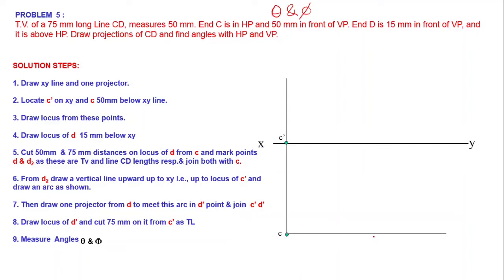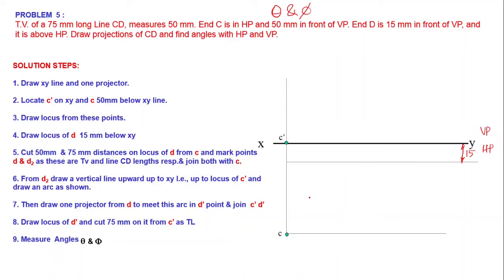Then we can draw the locus of end point D. Here end D is 15 mm in front of VP. 15 mm in front of VP means we can draw the locus of top view of D like this. Here this length is equal to 15 mm from VP. We can mark that dimension in HP, that means below XY line, because this point is in first quadrant. HP below, VP above. First quadrant. That end point D is in first quadrant. Then this is the locus of the top view of end point D.